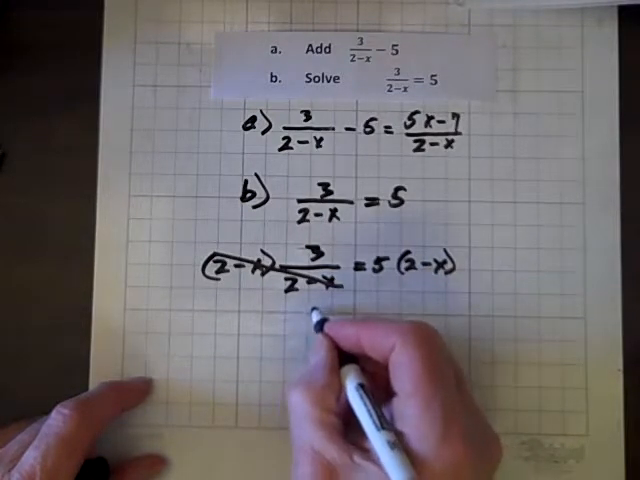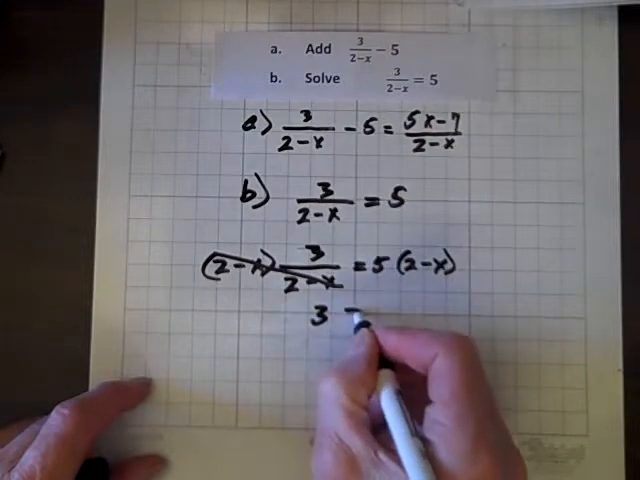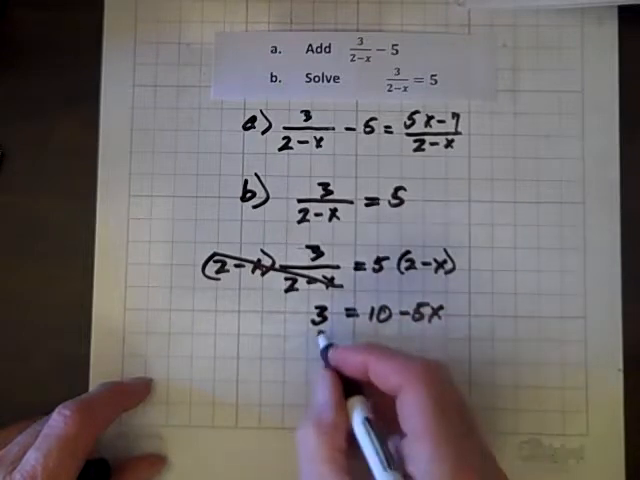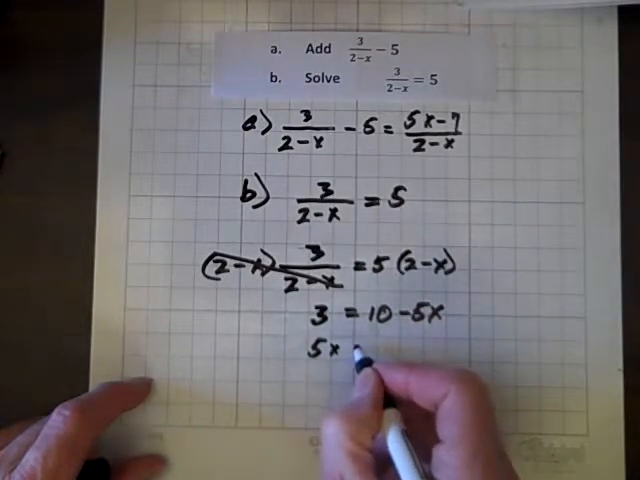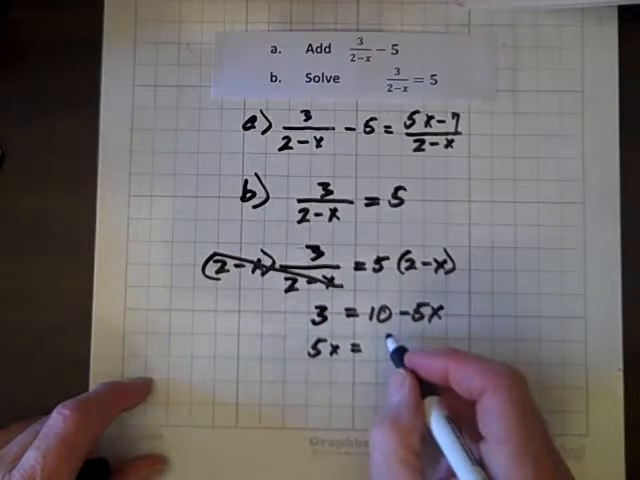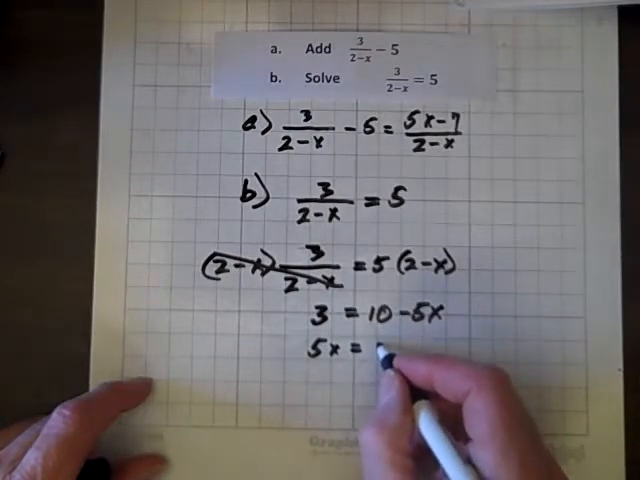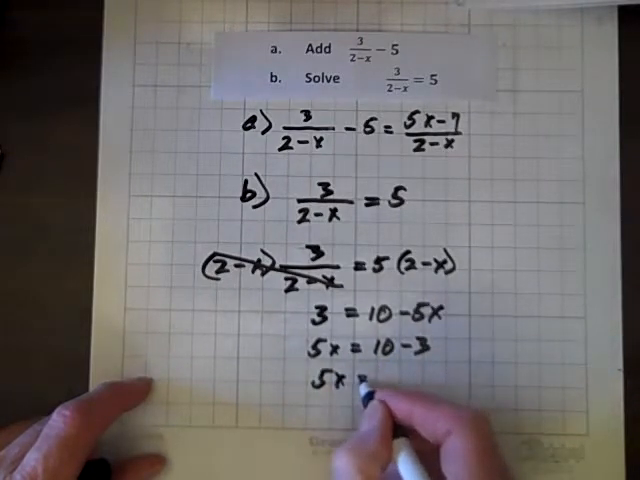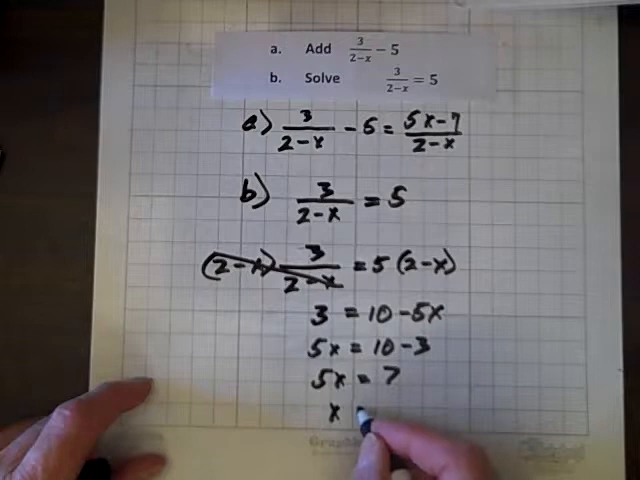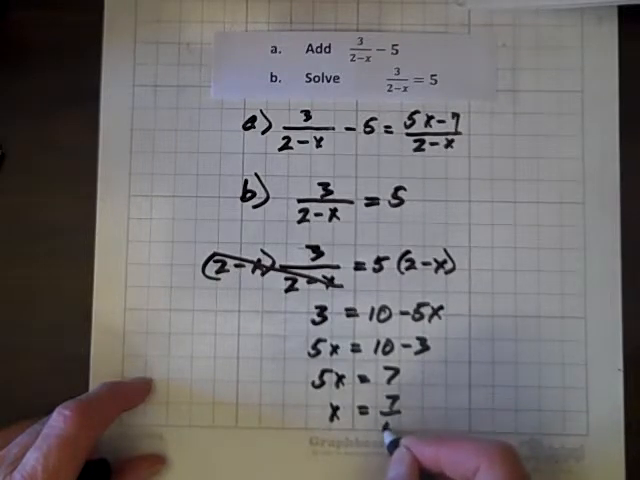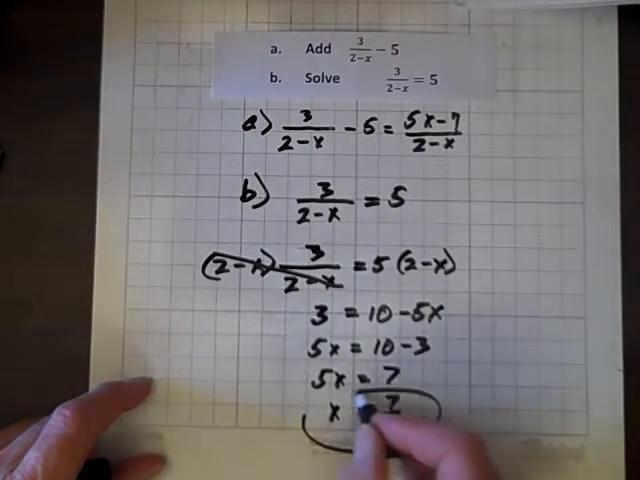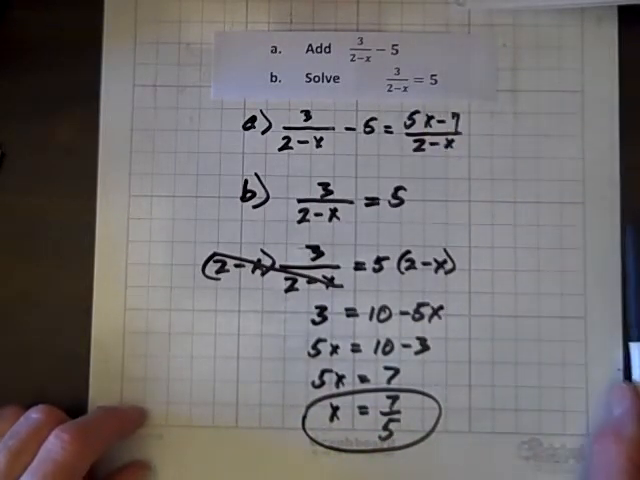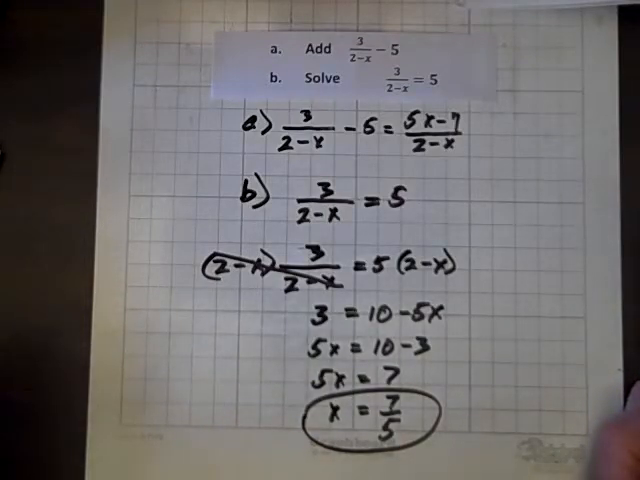So on the left we have 3, on the right we have 10 minus 5x, so we'll add 5x to both sides, and we'll subtract 3 from both sides, so we have 10 minus 3, and now we have 5x equals 7, or x equals 7/5. So there, we've solved our equation in 3 different ways, and now we are done with that problem.